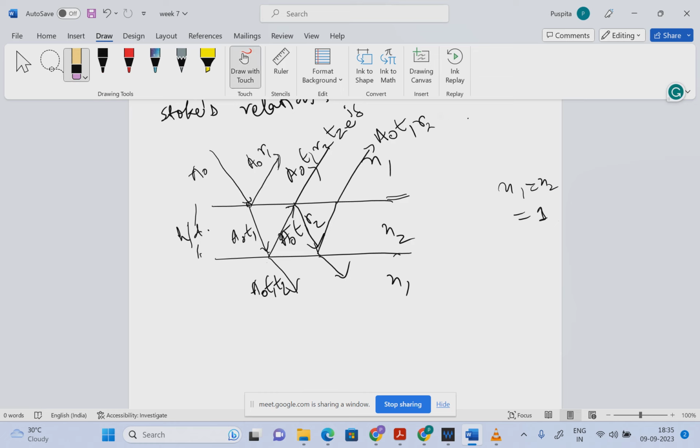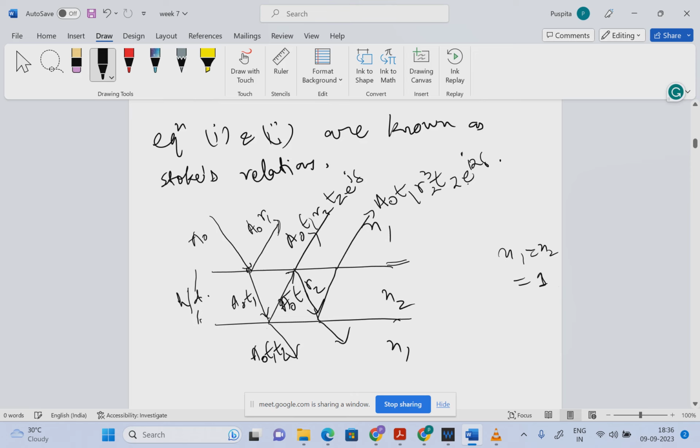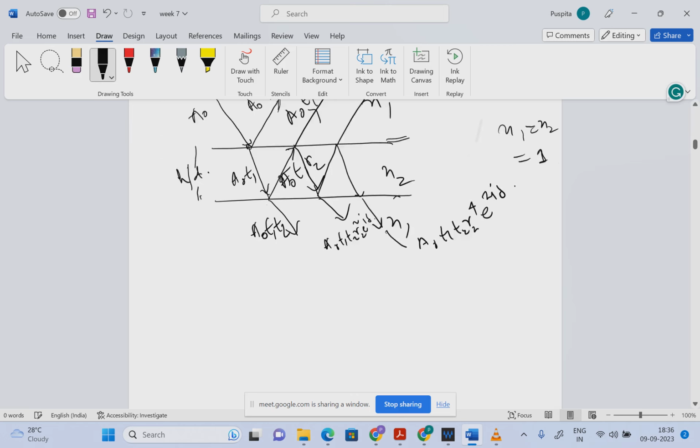This will be R2, then R1, and so on. So this will be A0 T1 R2 whole cube T2 e to the power i delta. Then it will be A0 T1 T2 R2 square e to the power i delta, then A0 T1 T2 R to the power 4 e to the power 2i delta, and so on.